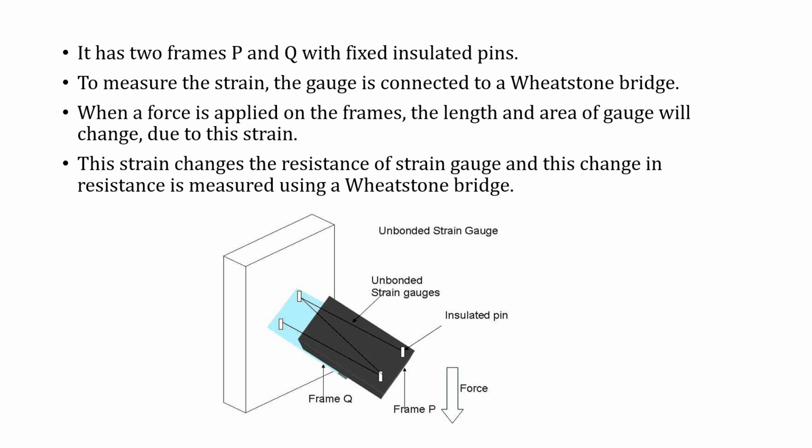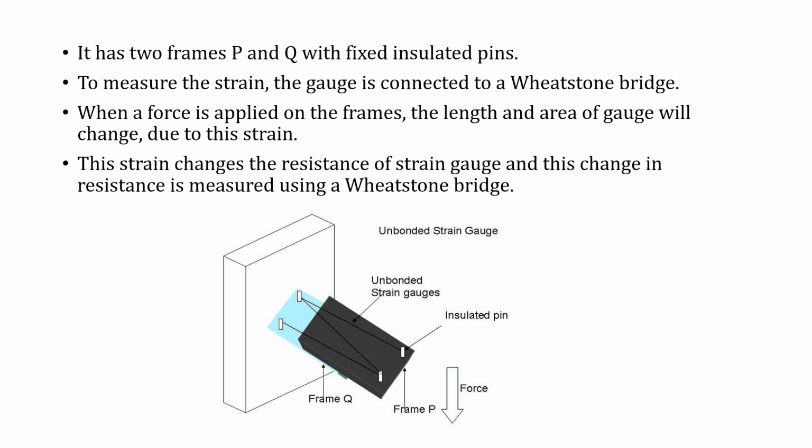It has two frames. So this is the frame P and this is the frame Q. To measure strain, the gauge is connected to a Wheatstone bridge. Whenever a force is applied on the frame, the length and area of the gauge will change due to the strain. So whenever pressure or force is applied on frame P, it impacts frame Q, so there is a change in the length or a change in the position of the wires.